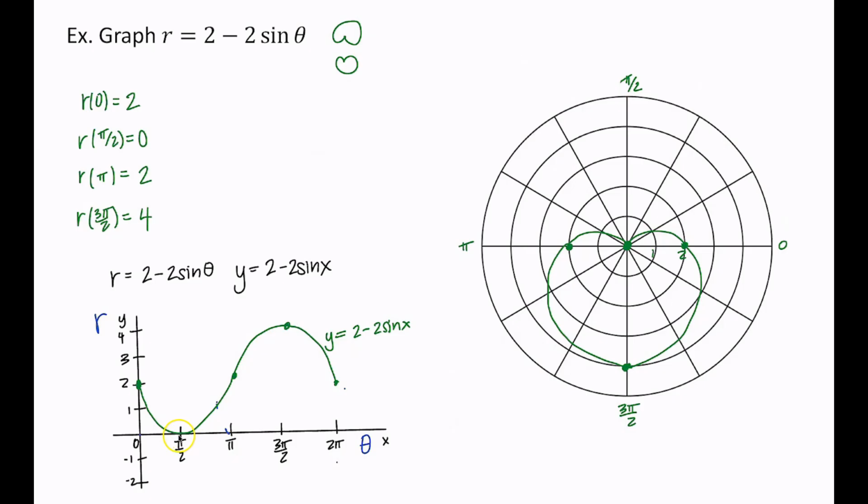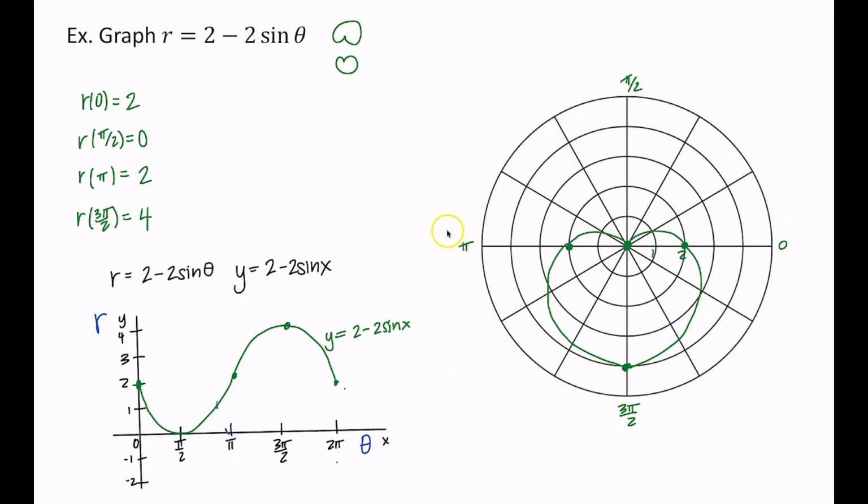And then between pi over 2 and pi, the radii increase. They go back to 2 symmetrically, right? So from pi over 2 to pi, my radii start increasing and they go back to a distance away of 2. Okay, so now between pi and 3 pi over 2, those radii are still increasing. They're going to go all the way to 4, right? The output, the radius, is 4.